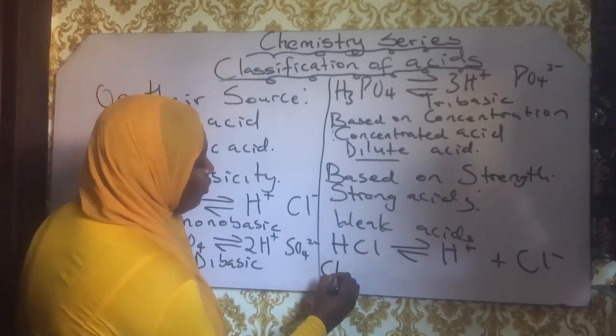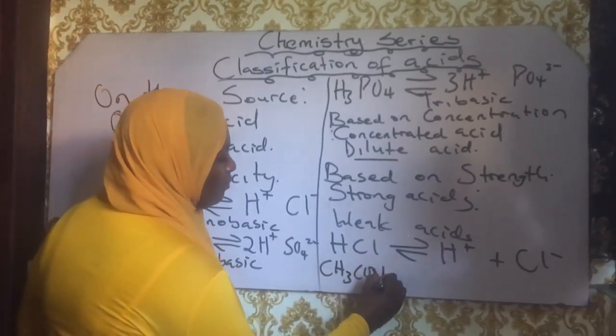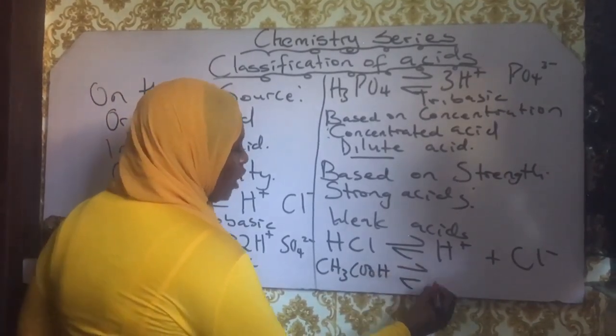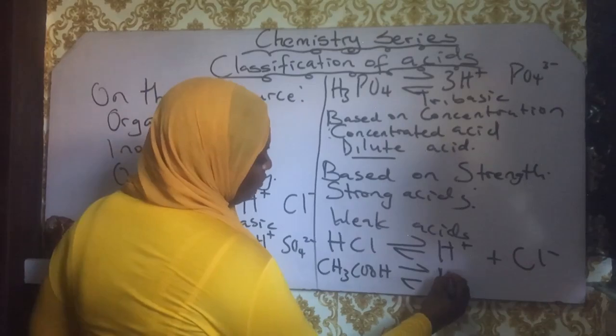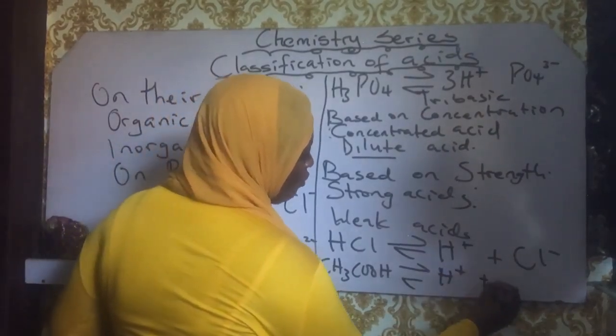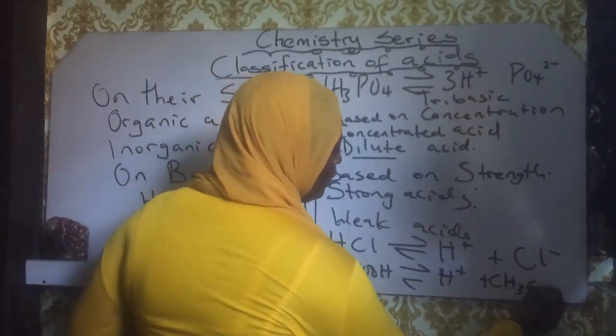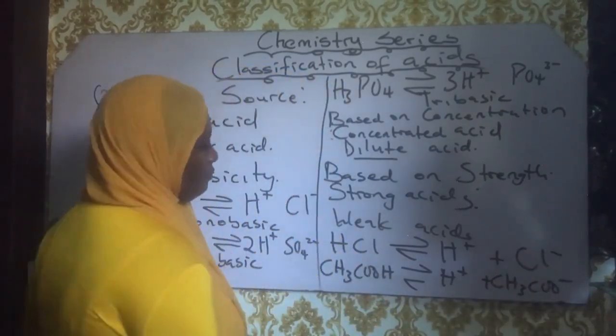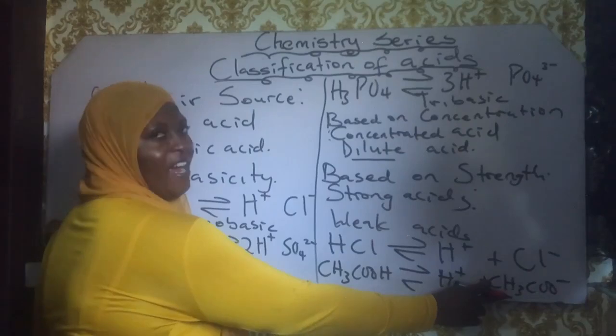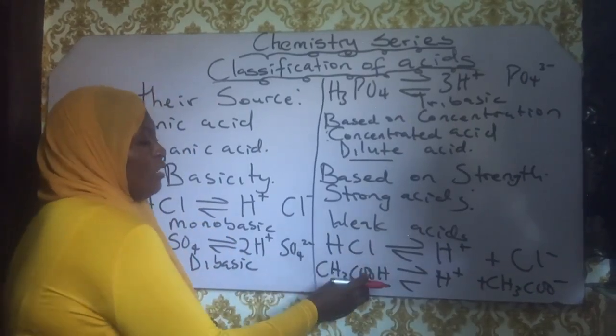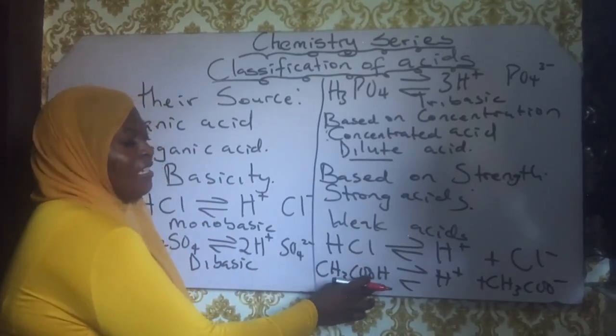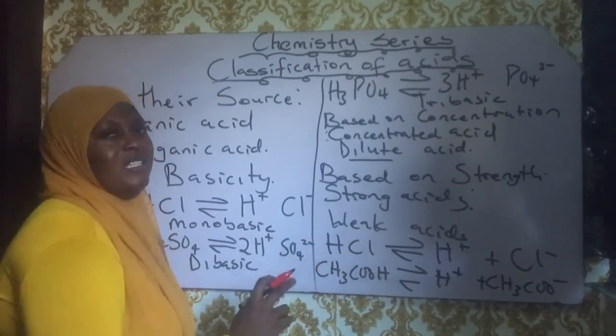Example, you have your ethanoic acid. When it dissociates, you have H+, then you have CH3COO-. So you can see, you have hydrogen here. So this acid, ethanoic acid, is a weak acid. HCl is a strong acid.